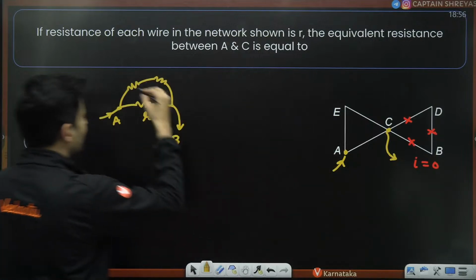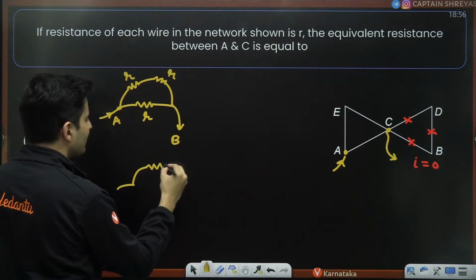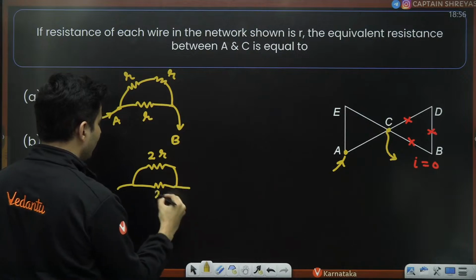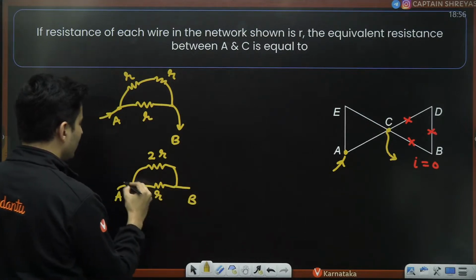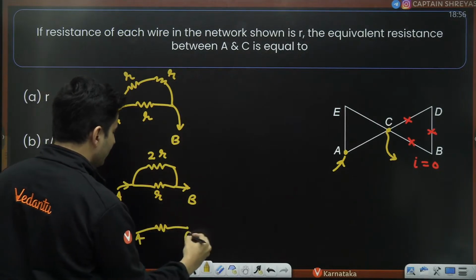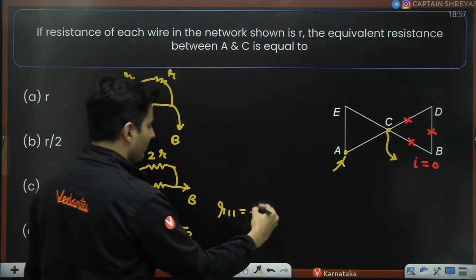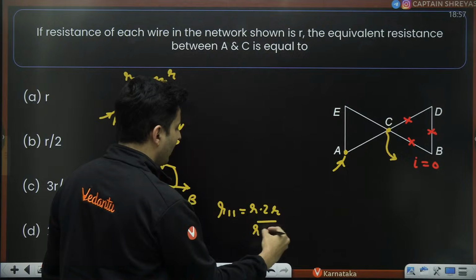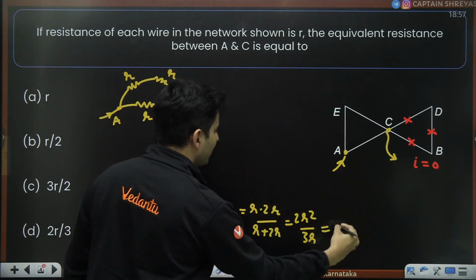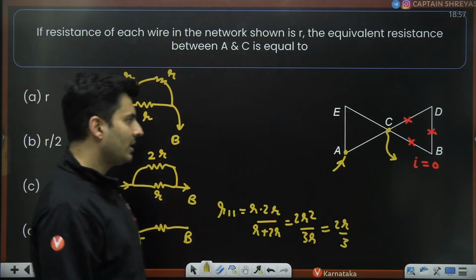Oh, now it becomes so simple, sir. Yes, these two R's are actually in series, so it will become 2R. And there is this resistor over here. This is A and this is B, of course. Now they are in parallel. So to find that equivalent resistance between A and B, use the parallel resistance formula R1 into R2 upon R1 plus R2. So that will be 2R square by 3R, which is basically 2R by 3, which is option number D.